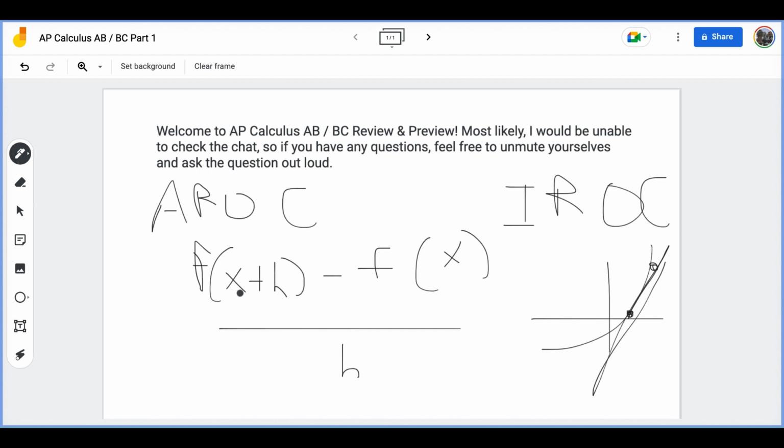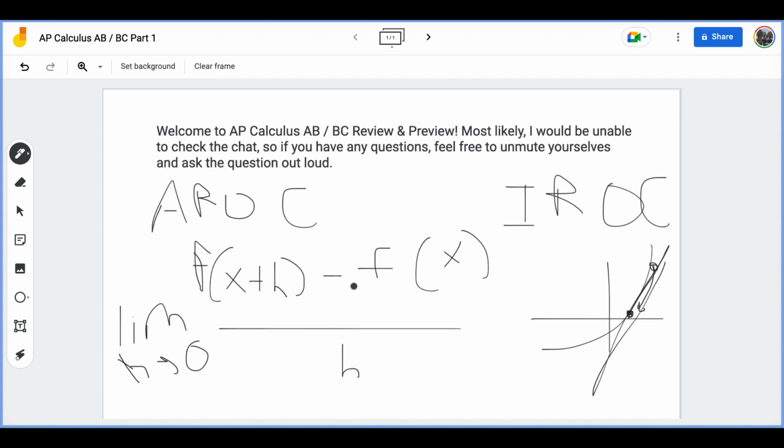For IROC, what you would do is put a limit in front of this as h approaches 0. Not as x approaches anything, but as h approaches 0. So you're trying to make this point come closer to this point until there's only one point. The tangent line only intersects the curve at one point, which is why this is defined to be the slope of the tangent.